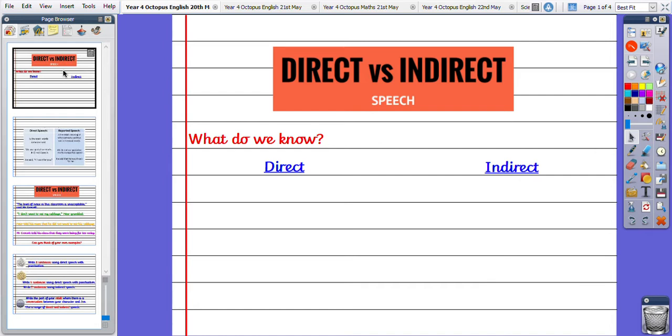So, in your book, use a subtitle of direct and indirect and tell me the differences between them. Do we need the same kinds of punctuation to show we are using speech? Are they both in the first person or the third person, or are they different? Do they both need reporting clauses? Do they both need to tell us who is speaking? So, any similarities and differences between the two different kinds of speech.